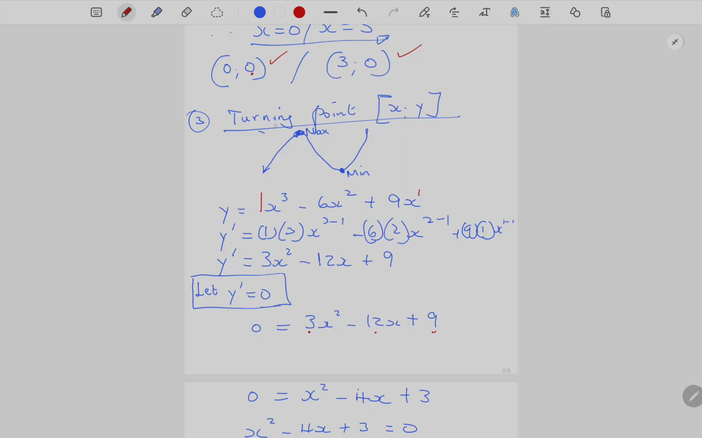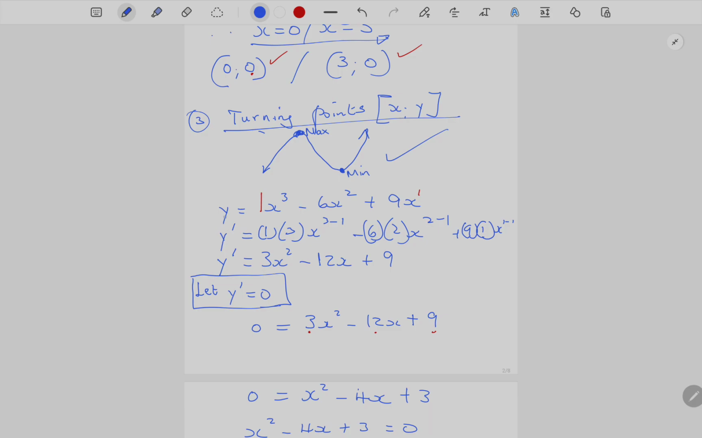Third step, we must find the turning points. The turning points are made up of x and y values. So with this graph, we said that if a is greater than 0, this is the shape of the graph that we are going to have, whereby there's a maximum turning point and also a minimum turning point.